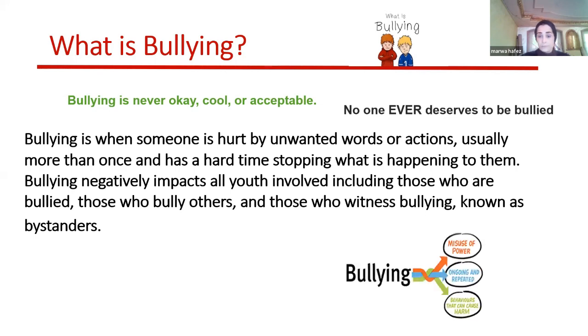Okay, as you see here in the picture, it's normal. I think we see this picture everywhere: in the street, in the school, in the club, among our families. We can see such a situation.